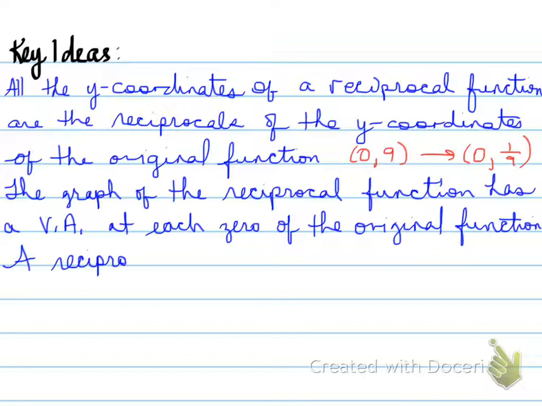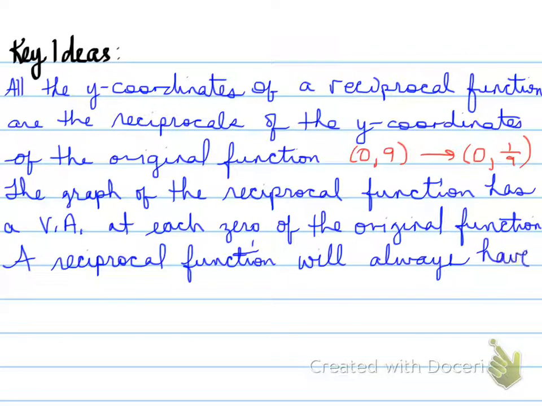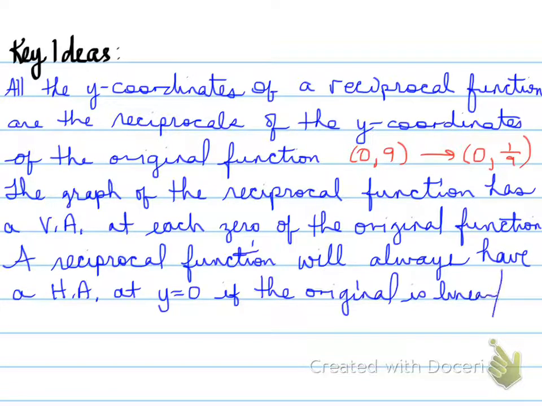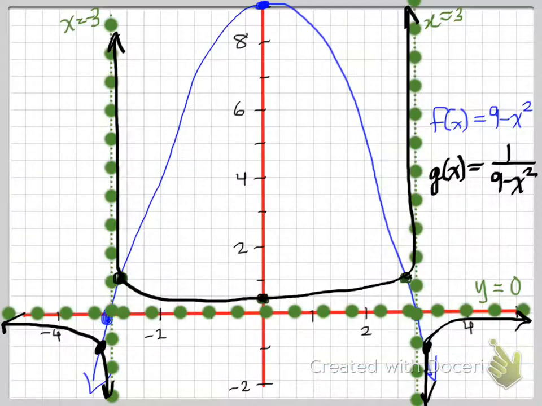Next part. A reciprocal function will always have a horizontal asymptote at y equals 0 if the original is linear or quadratic. Now remember, we're going to go back to the previous screen to look at the graph to see this. Here we go. When we look at it, the horizontal asymptote is going to be here at y equals 0.